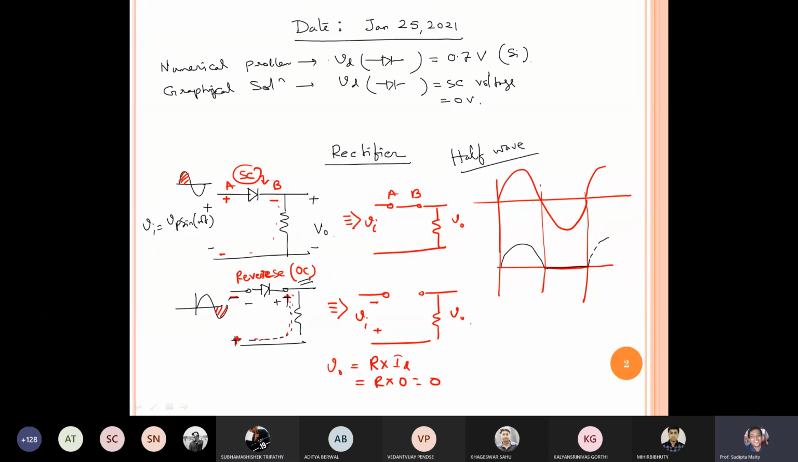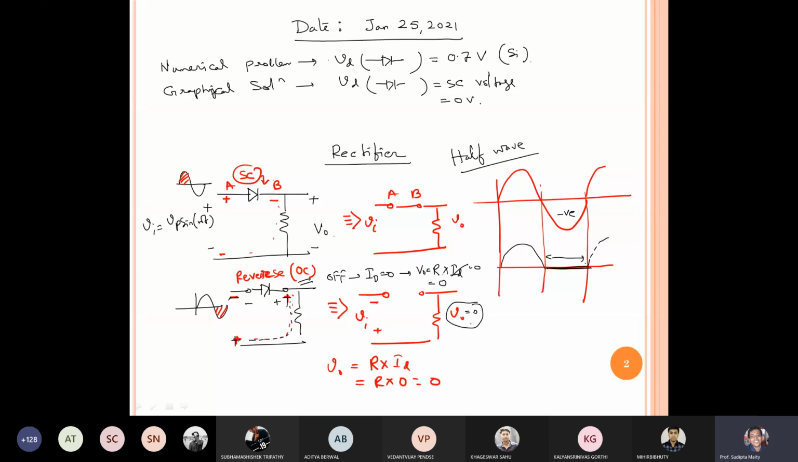Okay. So now as the circuit is off, the current will be 0. As the current is 0, the voltage across the resistor, that is nothing but V naught, equals R into ID. ID is 0, so I will get 0. So the output voltage will be 0. That's why in the negative region, the minus V region, I will get a constant 0 voltage.